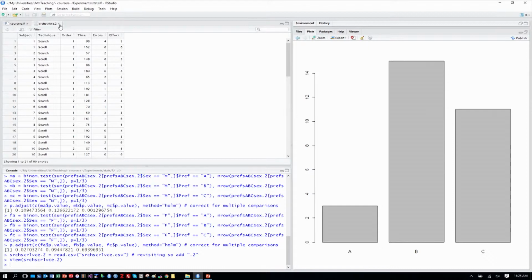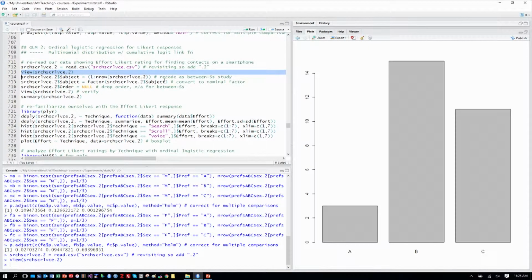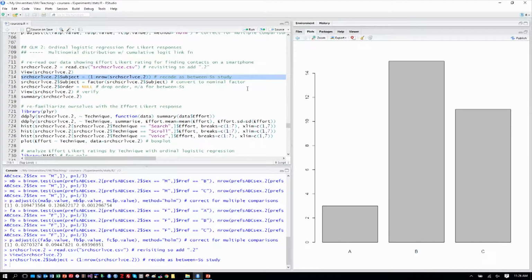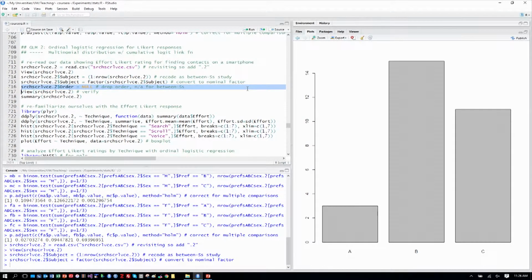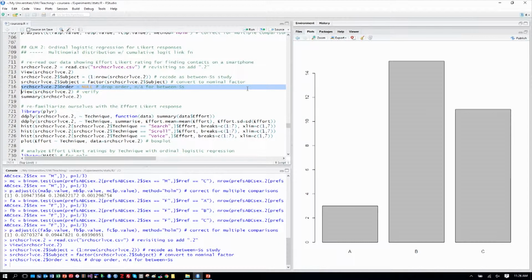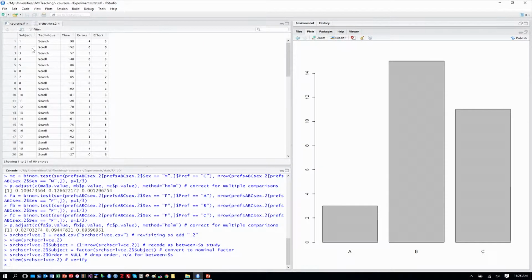We're going to recode the subjects column to have a unique identifier in each row, which is effectively saying it was a between subject study, not a within subject study. So we do that here. We also turn subject to a nominal factor, and we can drop the order column because it no longer makes sense. So we set it to null and it disappears. And we can verify the table now. So it has a unique subject ID in each row.